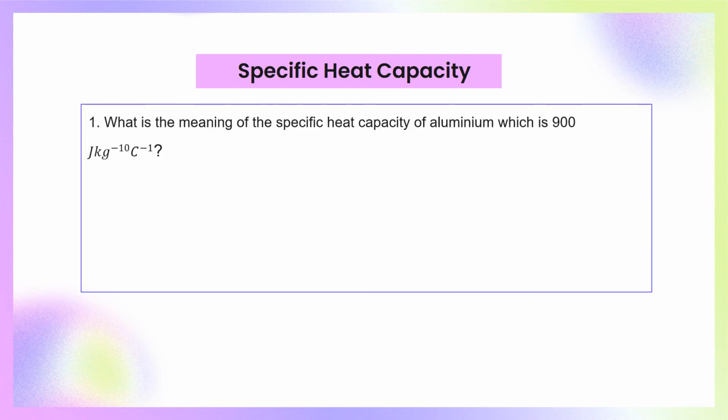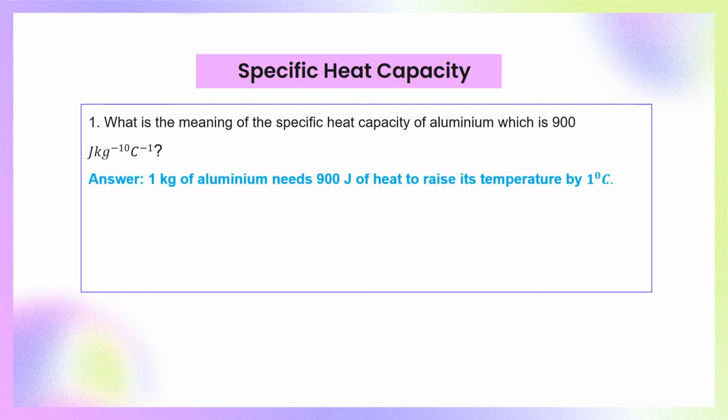Next, let's look at the questions for specific heat capacity. What is the meaning of the specific heat capacity of aluminium, which is 900 joule per kilogram degree Celsius? This question requires us to give the definition of the specific heat capacity of aluminium. So the answer is: 1 kilogram of aluminium needs 900 joules of heat to raise its temperature by 1 degree Celsius.